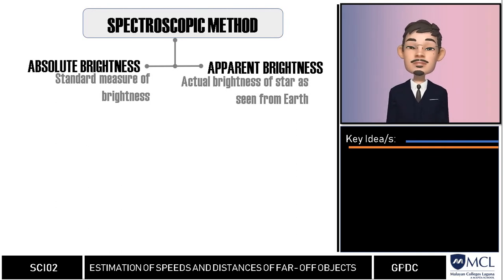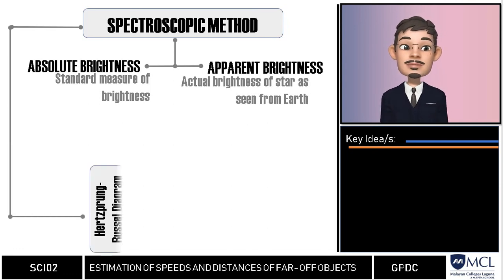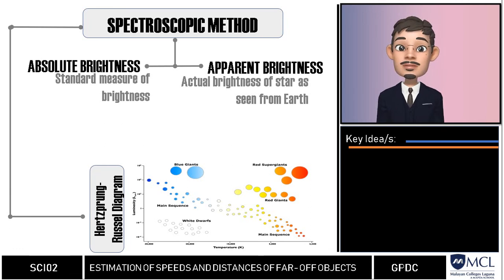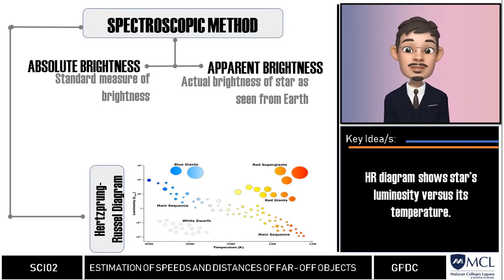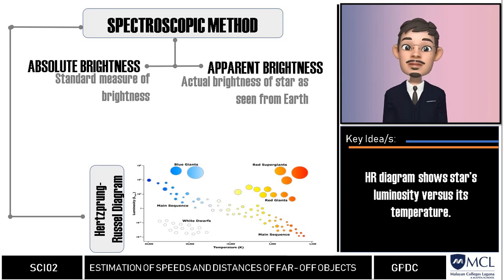Astronomers are able to determine the spectral type of a star by analyzing its spectral lines and plotting the observations in the Hertzsprung-Russell diagram. This diagram shows a star's luminosity versus its temperature. This becomes an important tool for determining the distance of far-off objects, because astronomers believe that the stars near Earth are similar to the stars far from the Earth. If the star's location can be plotted on the HR diagram, its absolute brightness can be read off.